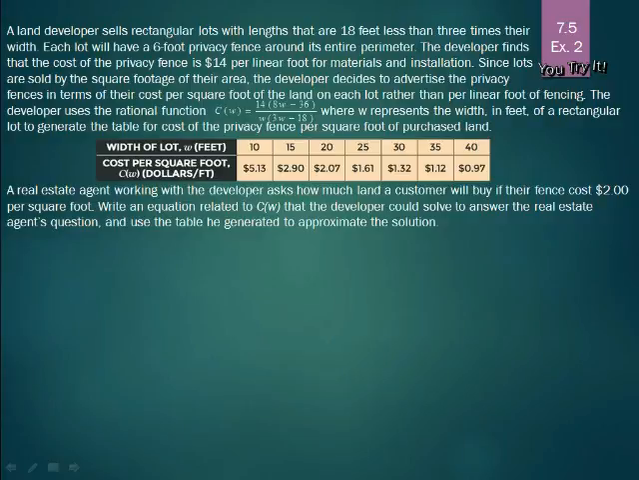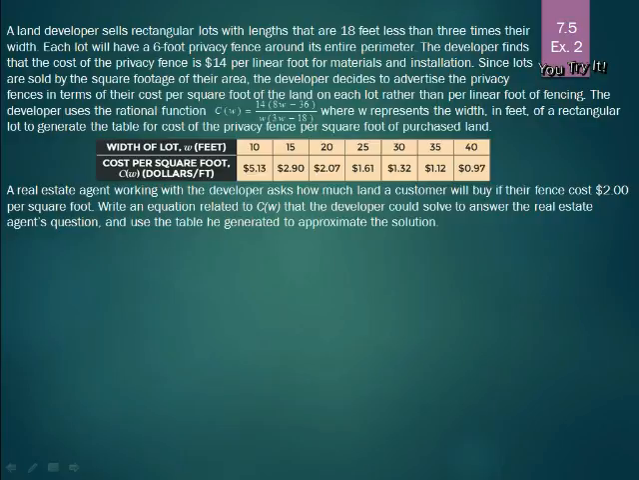A land developer sells rectangular lots with lengths that are 18 feet less than 3 times their width. Each lot will have a 6-foot privacy fence around its entire perimeter. The developer finds that the cost of the privacy fence is $14 per linear foot for materials and installation. Since lots are sold by the square footage of their area, the developer decides to advertise the privacy fences in terms of their cost per square foot of the land on each lot rather than per linear foot of fencing.